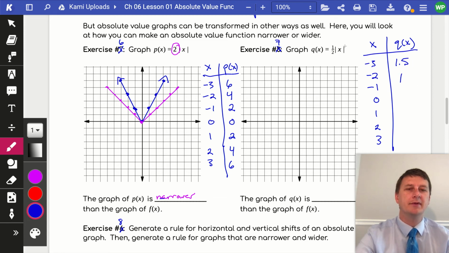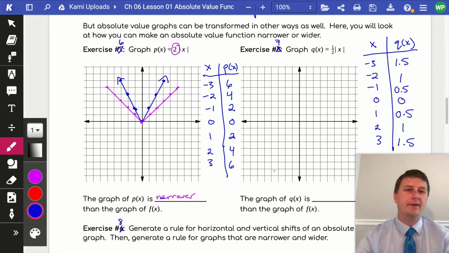-1, absolute value of -1 is 1. Half of 1 is 0.5. Absolute value of 0 is 0, times 1/2 is 0. Absolute value of 1 is 1. Half of 1 is 0.5. And there's our y values repeating. And at this point, we can know that our next value is going to be 1 and then 1.5. So we're going to go ahead and graph this on our grid.